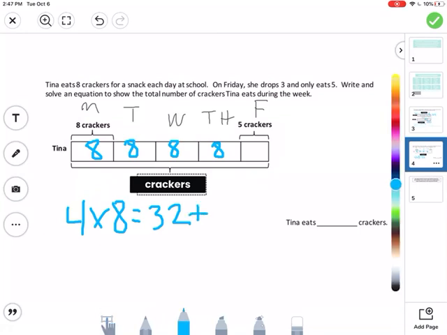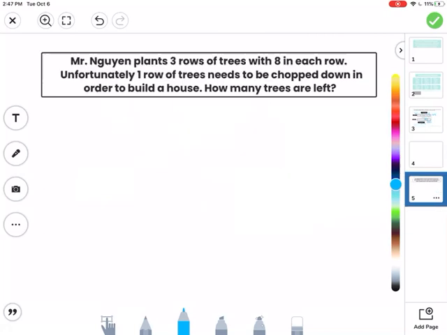And then plus, she had 5 crackers on Friday. So 32, 33, 34, 35, 36, 37. Tina ate a total of 37 crackers. All right, let's keep on moving on, guys.